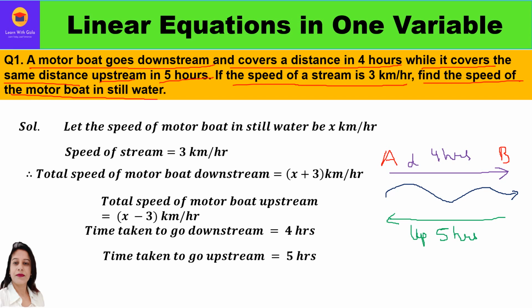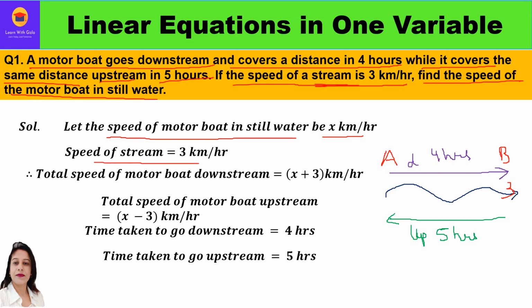Now they are saying the speed of the stream is 3 kilometers per hour. Okay, it is moving at the speed of 3. The water is flowing at the speed of 3 kilometers per hour. We have to find the speed of the motorboat. That means we have to find our speed, at what speed we are moving. So let us assume, let the speed of the motorboat in still water be x kilometers per hour. This is our speed of the motorboat.